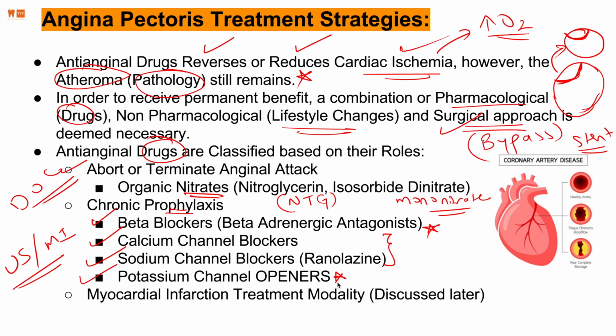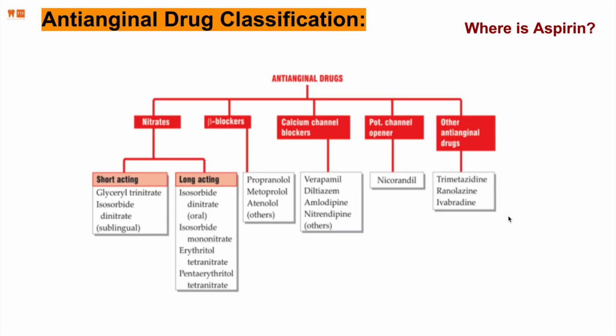Not needed at all times, but they are a part of the anti-anginal classification, so we will talk about them in the lecture. And then, of course, the myocardial infarction treatment modality, that we have a short note at the end of the lecture to allow you guys to come up with an answer if asked during any exam, or treat during a clinical case scenario, which is fairly common, you guys. So let's take a look at the diagram that we have from our references. Anti-anginal drugs: nitrates, beta blockers, CCBs, potassium channel openers, and other drugs, which is basically sodium channel blockers.